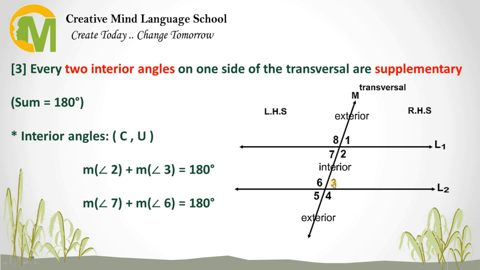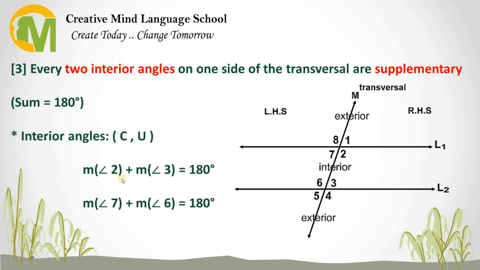Angle 2 and angle 3 are two interior angles on the same side of the transversal. Then their sum equals 180 degrees. Also, on the other side, angle 6 and angle 7 are interior angles on the same side of the transversal. Then they are supplementary angles.